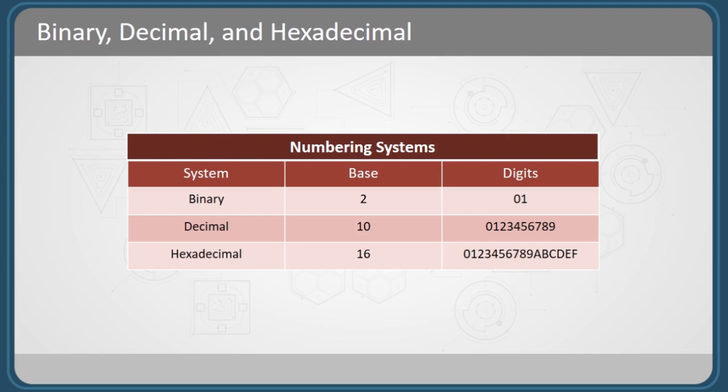So the base values indicate how many numbers are there to work with. So in binary, there are only 2 base values, 0 and 1. In decimal, there are 10 base values, the digits 0 through 9. And in hexadecimal, it's 0 up to 9. But then, since we're out of numbers, we start using letters, A, B, C, D, E, and F, to get us to the total of 16. For understanding IP version 4 addressing, we are going to focus on binary, base 2.